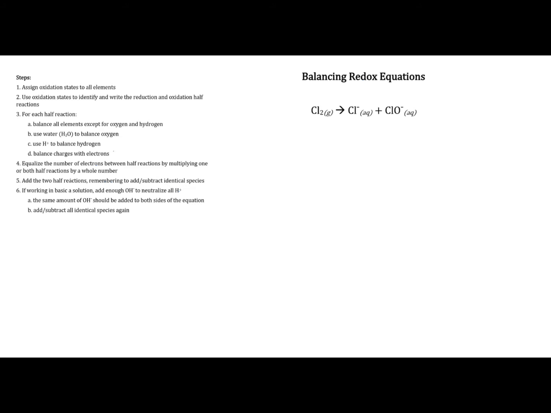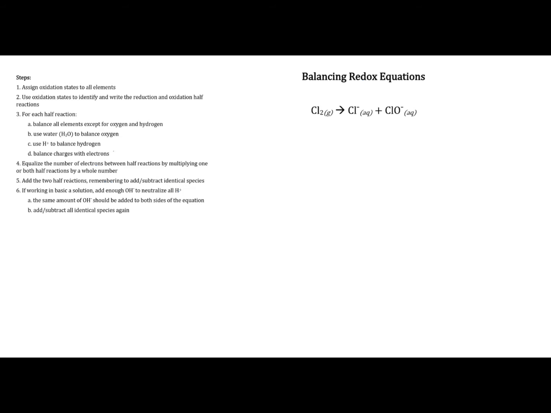Once we have our half reactions balanced, we want to make sure our number of electrons are balanced, so we might have to do some multiplying there. Then when our electrons are the same, we can add our two half reactions. Again, this is a place where we might need to add or subtract identical species. If we're working in a basic solution, we're going to neutralize all our acid with base and adjust the equation that way. For this first problem, we are going to do it in basic solution, and our next problem we will work in acidic solution, so you can see both ways of doing these equations.